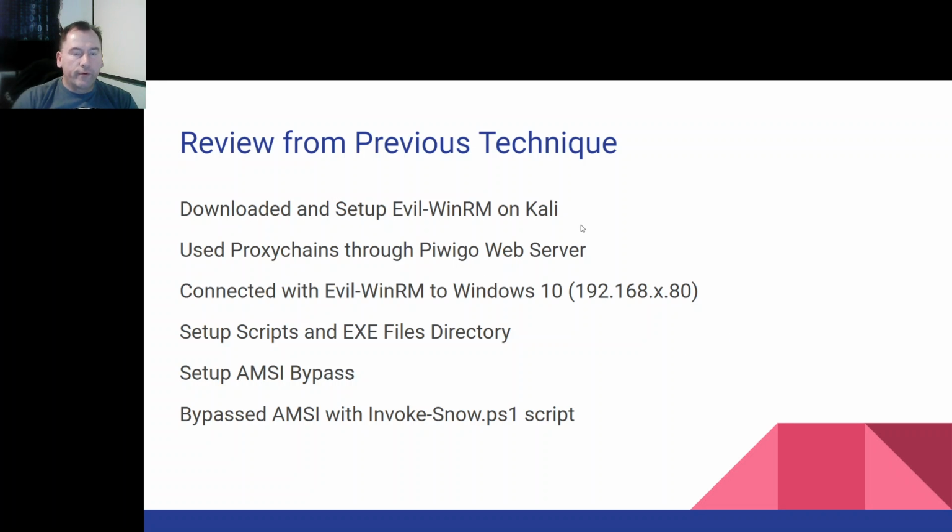Just a quick review from the previous technique. We downloaded and set up EvilWinRM on Kali. We used proxy chains through the PWGO web server, which means that we created an account with SSH and were able to connect and set up a proxy chains or a SOCKS proxy. And then we connected with EvilWinRM to Windows 10 on 192.168.x.80, x being your team number. We set up scripts and exe files in the appropriate directories. We executed an AMSI bypass and created the script Invoke-Snow to be able to do that.